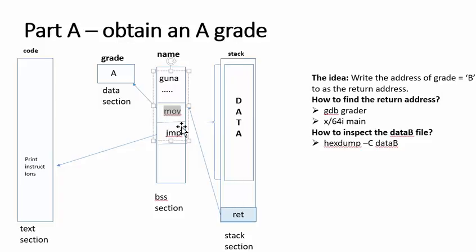So the goal here, conceptually, is that you take the return address here, and say this address is going to be the beginning of the move instruction. What that's going to do is move A into grade. So you have to encode that instruction in machine language, moving the character A into the location where the grade is. And then do a jump.